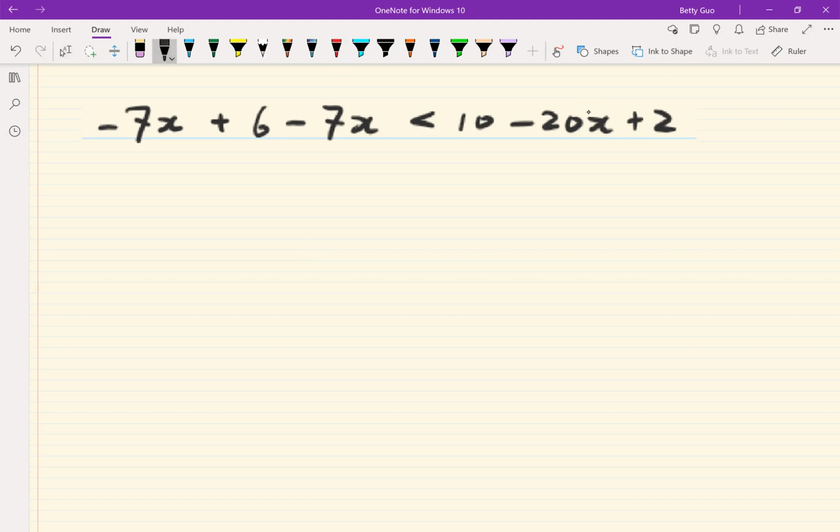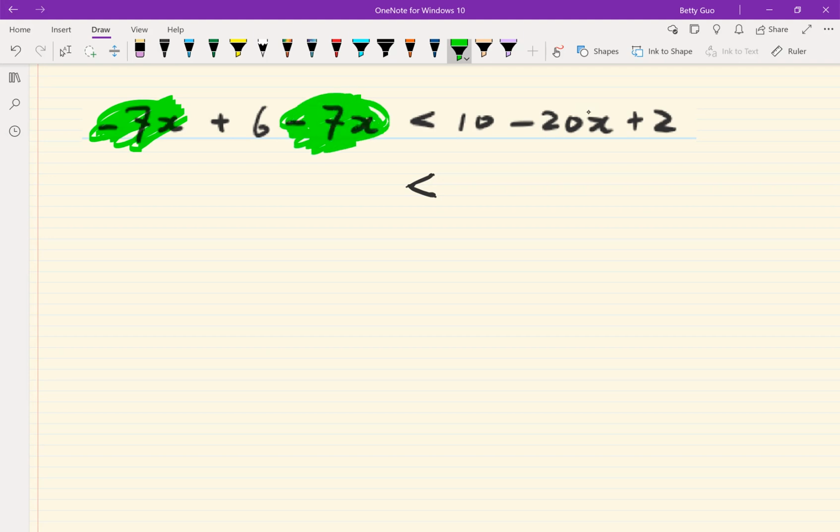We have a less than inequality symbol in the middle. Let's simplify the left-hand side and the right-hand side separately. How do you simplify the left-hand side? How do you simplify the right-hand side? Yeah, exactly. You have negative 7x. You have another negative 7x, right? How do you combine them?